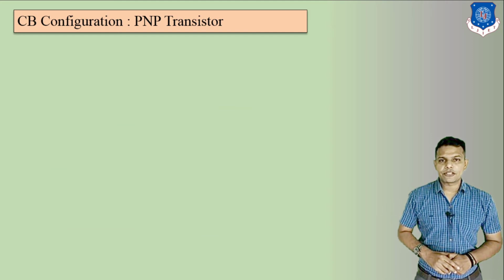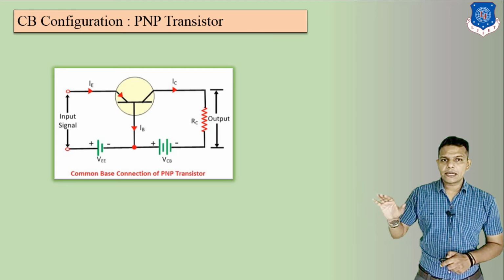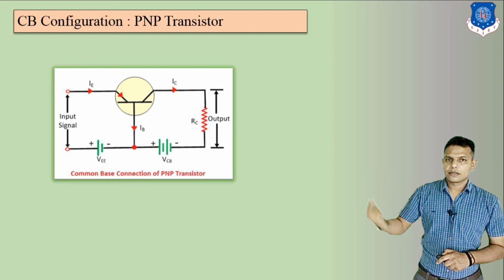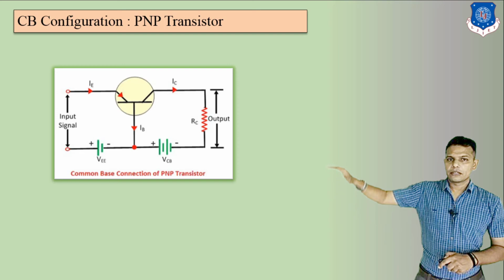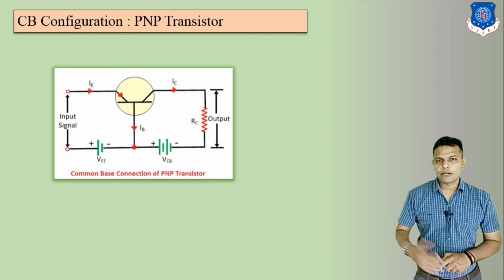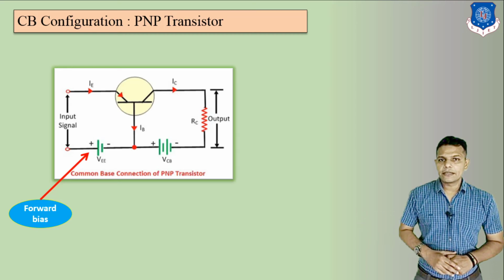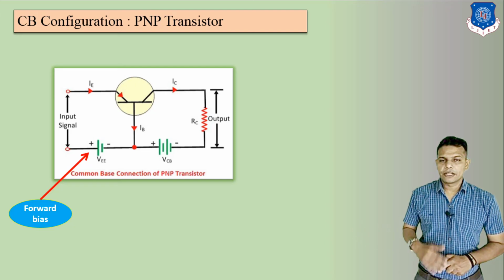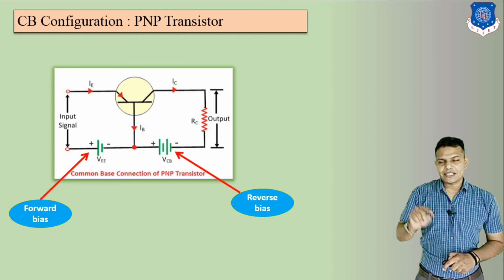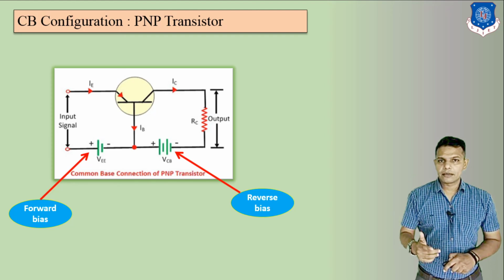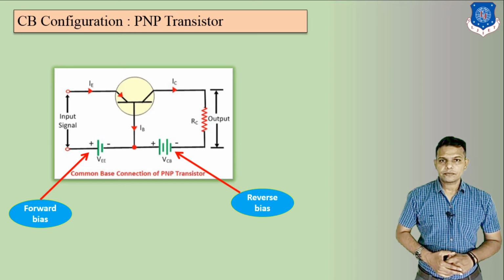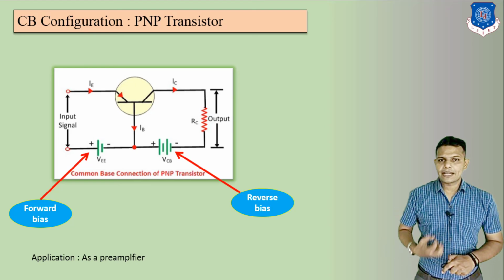Now CB configuration for PNP transistor. Here we can see this is the circuit diagram of PNP. Slight changes are there. VEE is inverse compared to the NPN because the plus terminal is connected with the P-type region of the PNP. Then it becomes forward bias. So here we can see VEE becomes forward biased. And here we can see VCB should be in reverse bias, because the P region is connected to the battery's negative terminal, and it is dissimilar, because there is P and here we can see battery's N. So it is in reverse bias. Its application is used as pre-amplifier circuit.